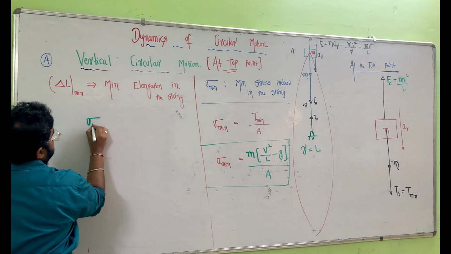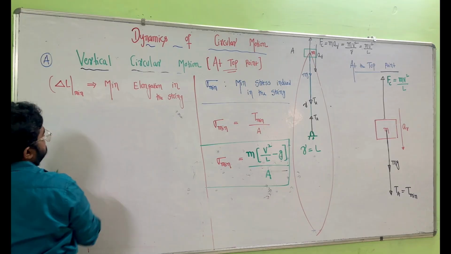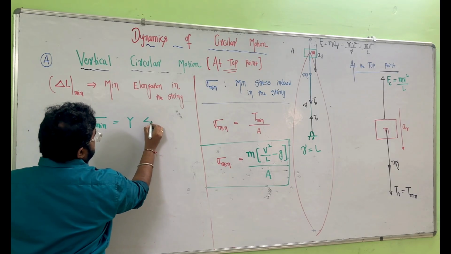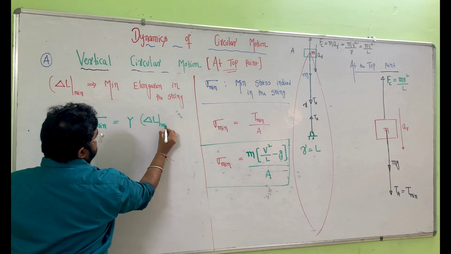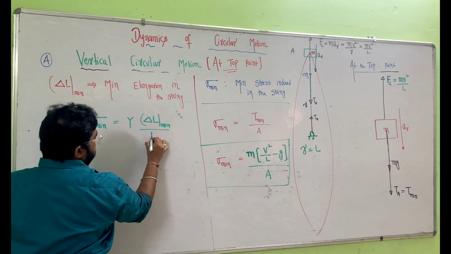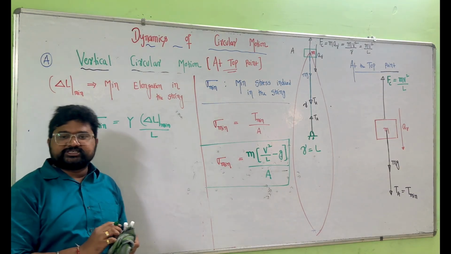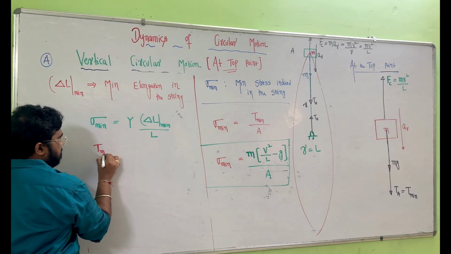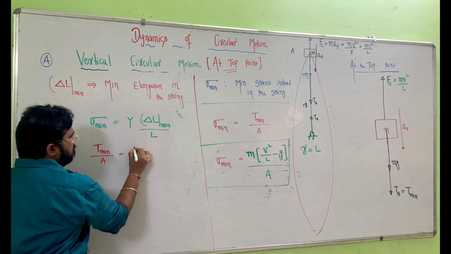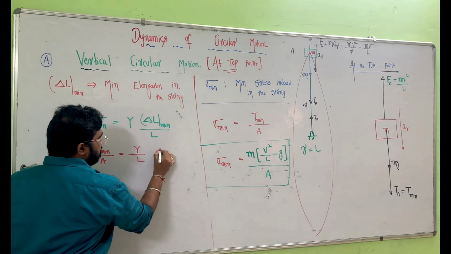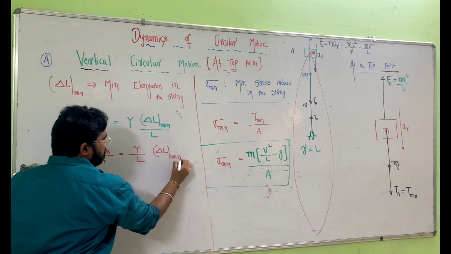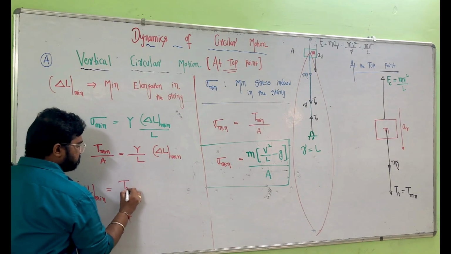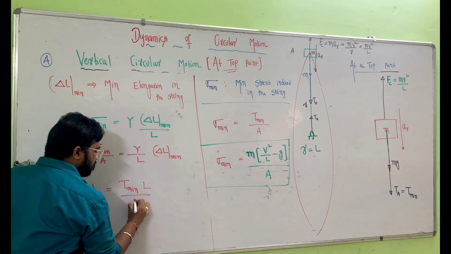We already know that, Hooke's law. Sigma minimum equals Y into delta L minimum by L. This is the longitudinal strain: change in dimension by original dimension is nothing but longitudinal strain. So then, T minimum by area equals Y by L into delta L minimum. Delta L minimum, the minimum elongation, equals T minimum into L by AY.